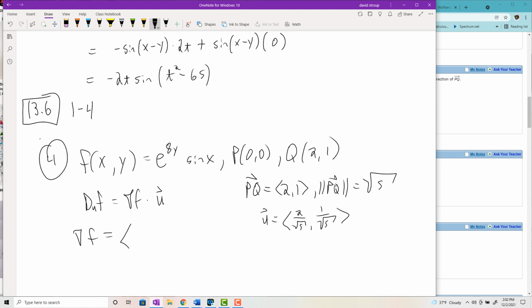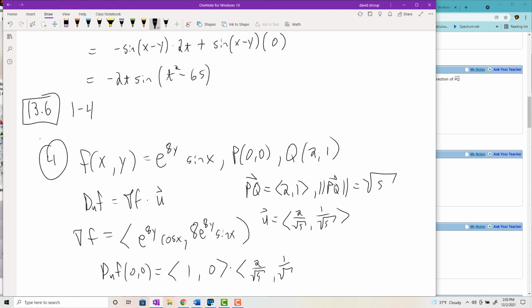So the gradient of f is, first with respect to x, e to the 8y times cosine x. Then with respect to y, the derivative of e to the 8y is e to the 8y times 8. So you get 8 e to the 8y with the sine of x hanging out. And then the directional derivative formula, evaluated at (0, 0), is going to be the gradient evaluated at (0, 0), which is just (1, 0), dotted with this unit vector, and that should just be 2 over root 5.